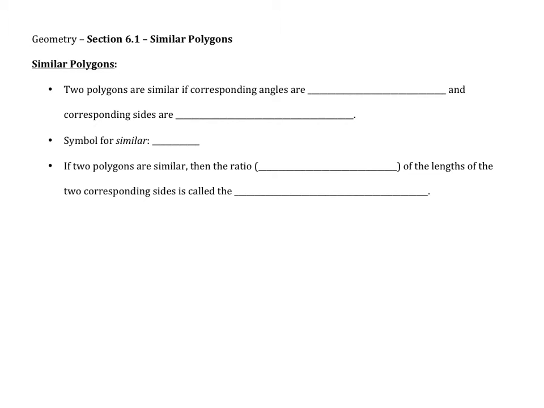Chapter 6 will be all about similarity. We'll start this chapter with section 6.1 and talk about similar polygons. This will just be an overview of how to talk about and how to find similar polygons.